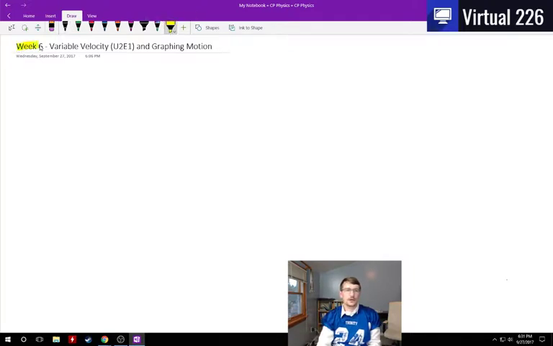Today what we're going to look at is variable velocity from Unit 2. That's problem E1 with the horse problem. And we're going to look at some graphical motion things that a lot of people are struggling with in class. We're going to start with the E1 problem. This is the variable velocity.